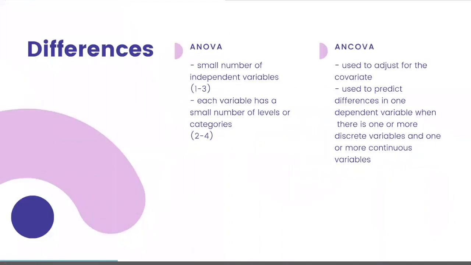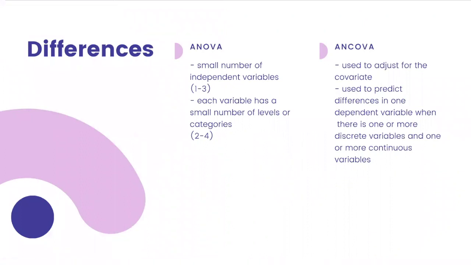So the differences here are that with the ANOVA that we're focusing on today, this is what happens when we have a small number of independent variables, usually 1 to 3, which is what we're going to see on that data file that we're pulling. And then each variable has a number of levels or categories. For example, we have the level of the father's education, whether it be high school, some college, or a bachelor's of science or more. Very small number of categories there.